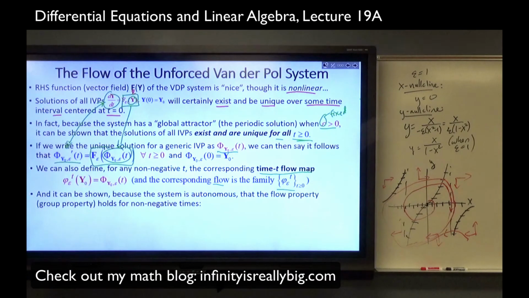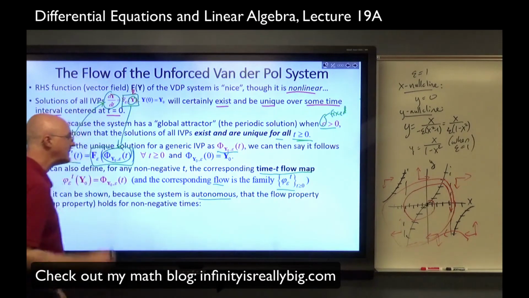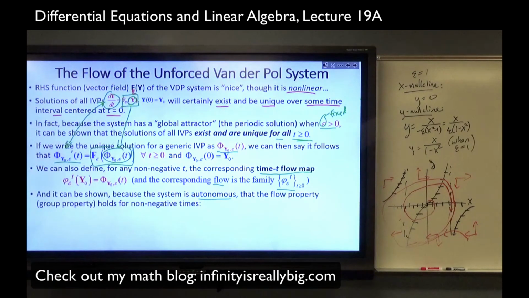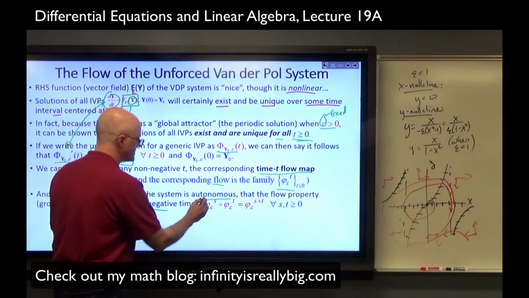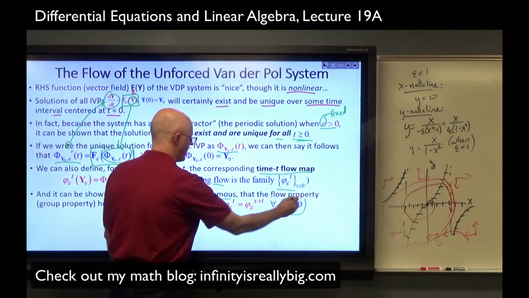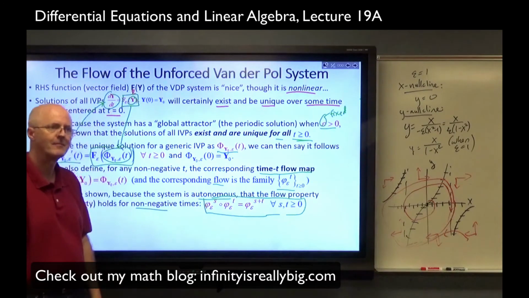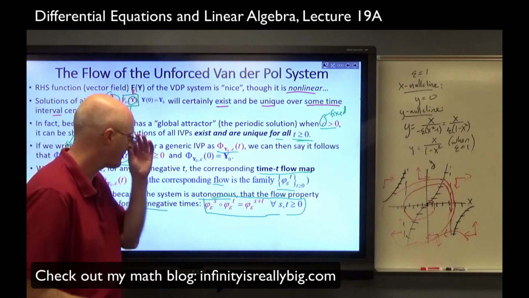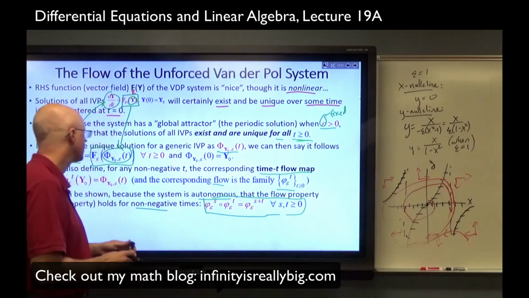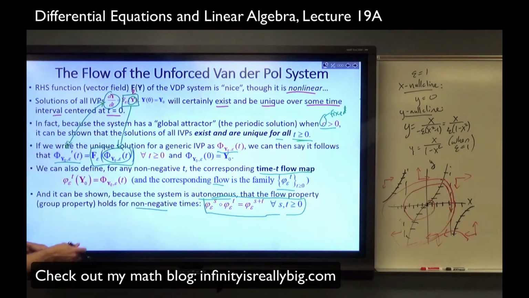And it can be shown, because the system is autonomous, that the flow property or group property holds, like we talked about in lecture 18a, although it's got to be for non-negative times. But this equation is true when s and t are greater than or equal to 0. Which actually means, I'm not going to say why, but we probably shouldn't call it the group property in that situation. But don't worry about it. I'll talk more about that in a later lecture. So that's the flow map property.